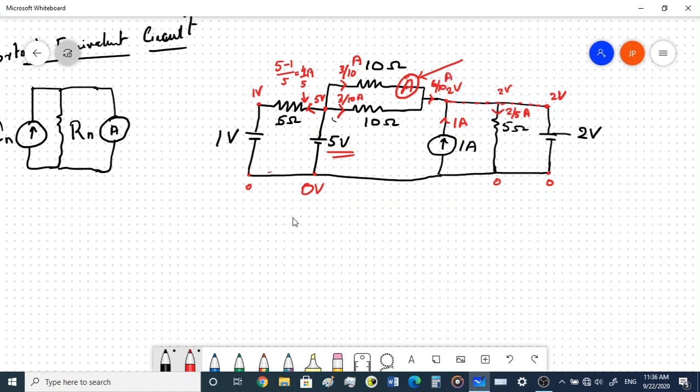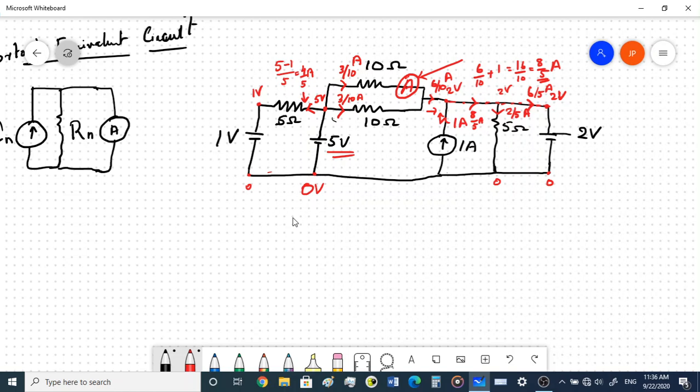Let's find out what is the current in all the branches. So 6 by 10 is coming towards this branch, 1 ampere is coming from this 1 ampere source. Now 6 by 10, what would be the current over here? That would be 6 by 10 plus 1, which is 16 by 10, or you can write it as 8 by 5 amperes. So 8 by 5 amperes is flowing towards here, out of which 2 by 5 flows downwards. So what is left over? The leftover is 6 by 5 amperes flowing in this direction, right?